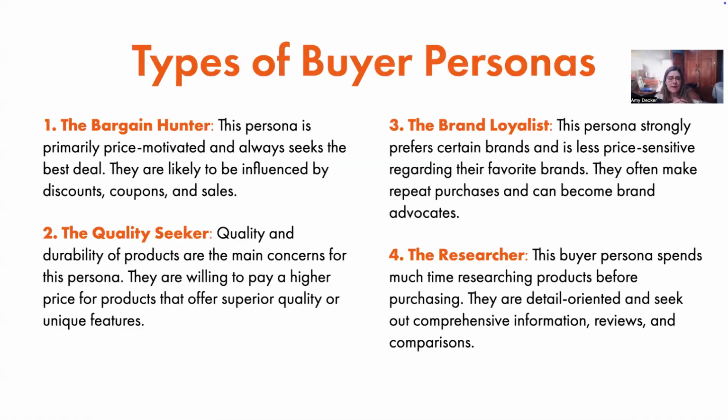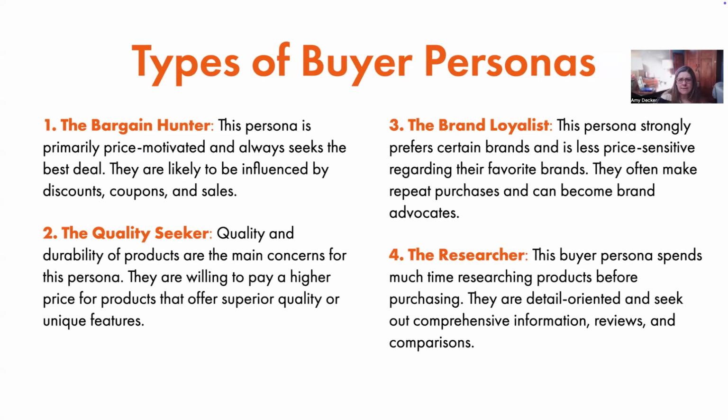So I think to answer the question of the types of buyer personas, these are the different kinds of buyers. So there's the bargain hunter, the person who's primarily price motivated and always seeks the best deal. They're likely to be influenced by discounts, coupons, and sales. There's the quality seeker. Quality and durability of products are their main concerns for this person. They will want to pay a higher price for products that offer superior quality and unique features.